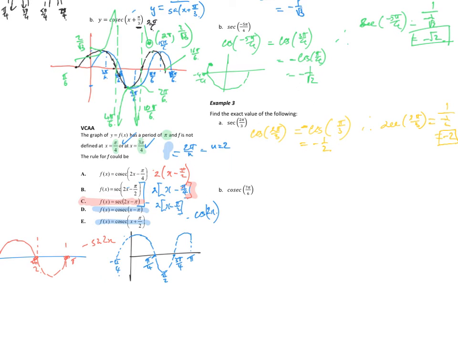Cosec is all about sine. Sine 7 pi on 6 is equal to sine of pi plus pi on 6, but it's in the third quadrant, so it's going to be negative. And negative sine pi on 6 is negative a half. Therefore, cosec 7 pi on 6 is equal to 1 over negative a half, which is negative 2.